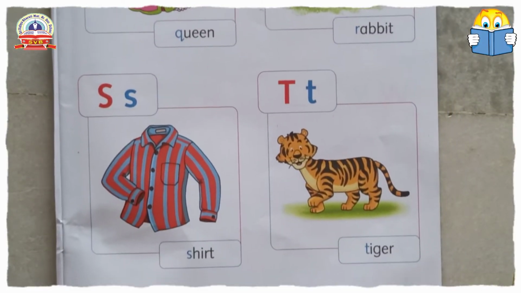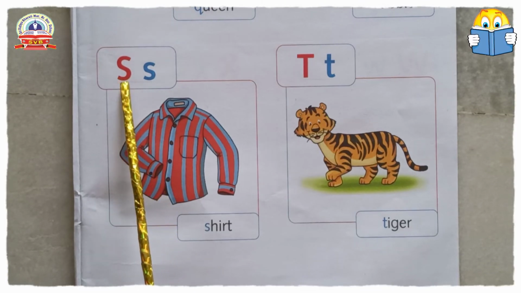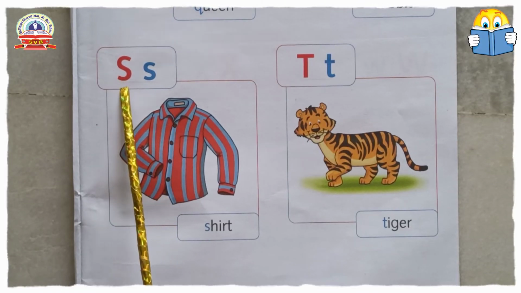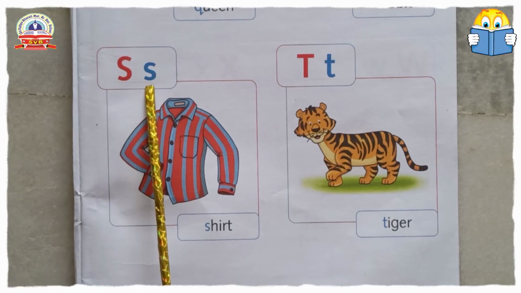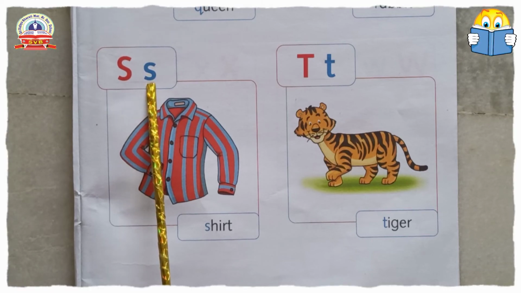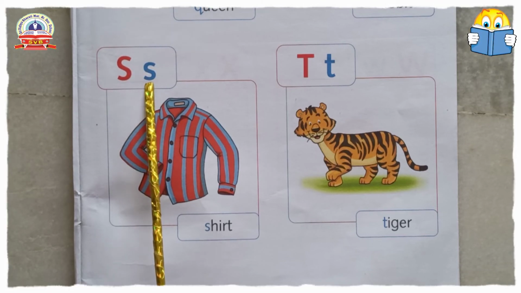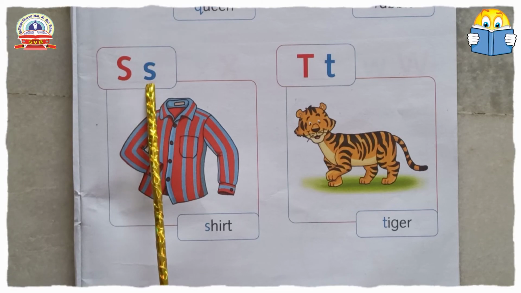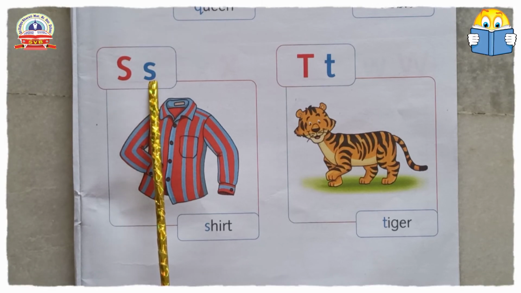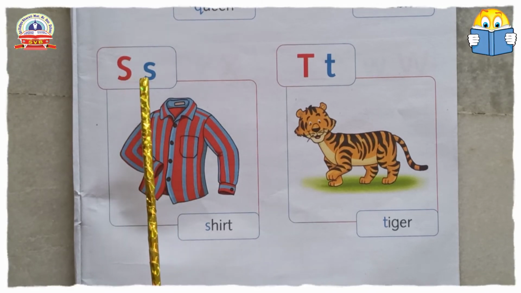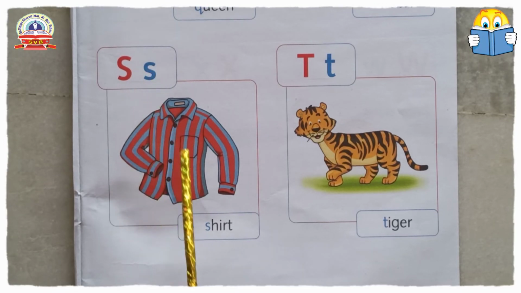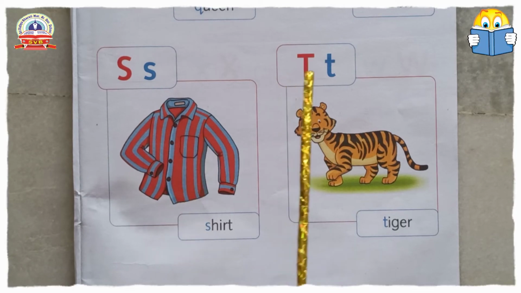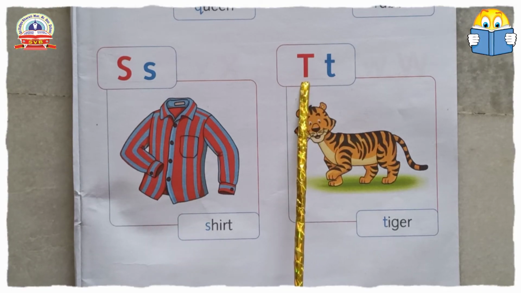Now see the next letter. Tell me, this is capital letter S. This is small letter S. Sound of S is S. Shirt. Superb children.